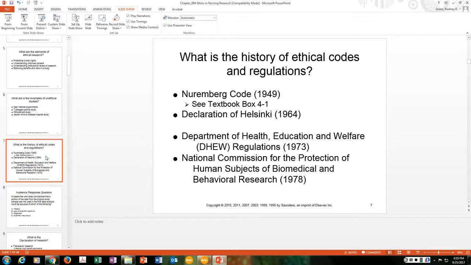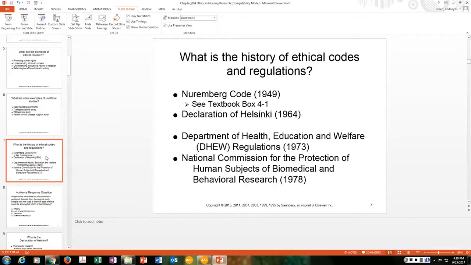All right. The Declaration of Helsinki in 1964. This declaration focused on a distinction between therapeutic research and non-therapeutic research. And we'll talk about that in a little bit more detail a little later.